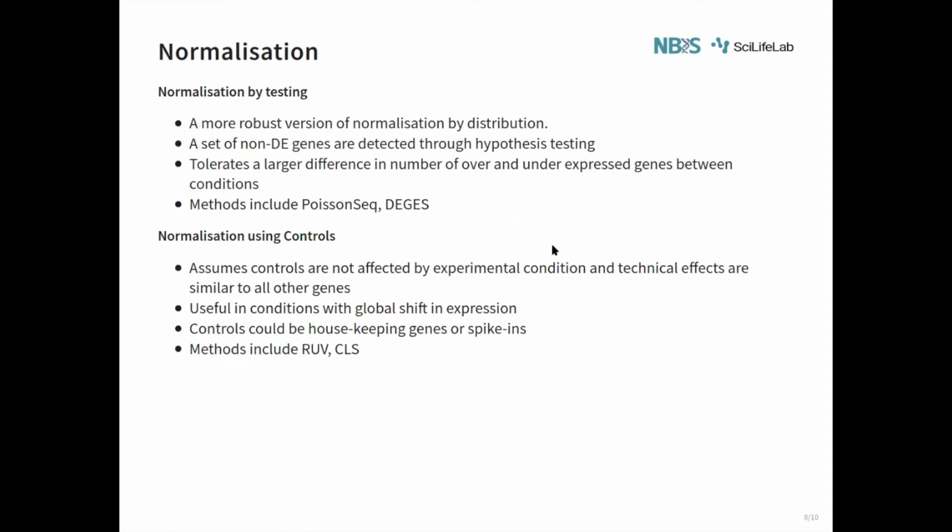There are a few more categories which they summarize in the paper, but maybe they're not that super important. There's this normalization by testing. Here, the idea is that rather than having some assumption or framework in advance, you look at the data and then decide what is the most optimal strategy to go about normalizing the data. This is what PoissonSeq and this method DGs do. Again, personally, I haven't worked with them, but they are there. The authors of that paper claim that this is a better strategy.